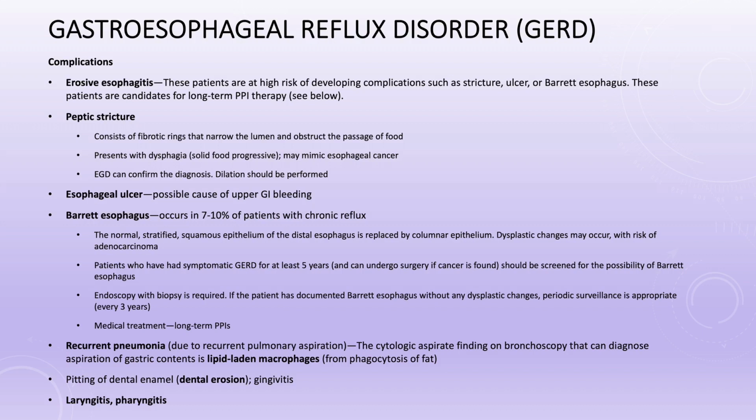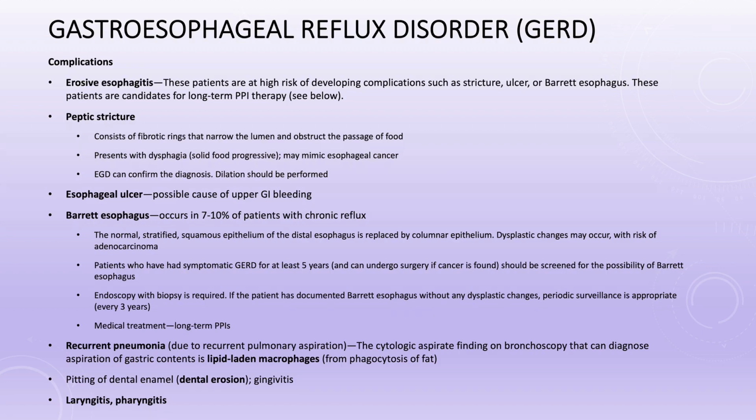And these are the type of patients that tend to develop strictures, ulcers, Barrett's, and they're candidates for long-term PPI use. Like we said, you can develop strictures. I think of it as scarring down or tightening within the esophagus from the GERD. You can also get it within the stomach itself, which can have trouble with food passing out of the stomach. You can get esophageal ulcers.